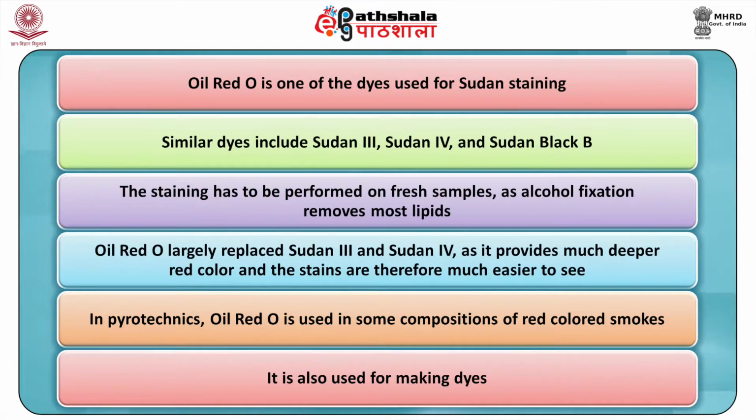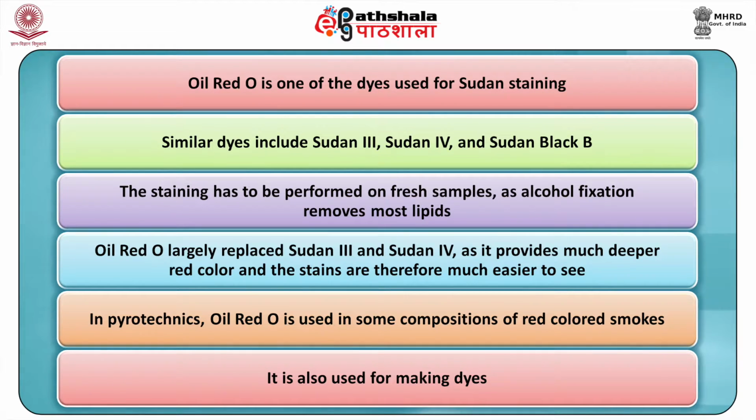Oil red O is one of the dyes used for Sudan staining. Similar dyes include Sudan 3, Sudan 4, and Sudan Black B. The staining has to be performed on fresh samples as alcohol fixation removes most lipids. Oil red O largely replaced Sudan 3 and Sudan 4 as it provides much deeper red color and these stains are therefore much easier to see.